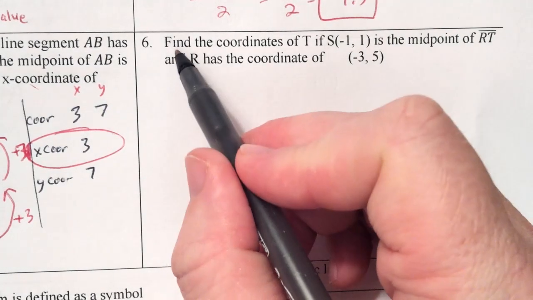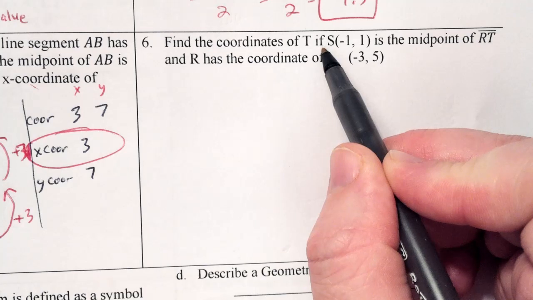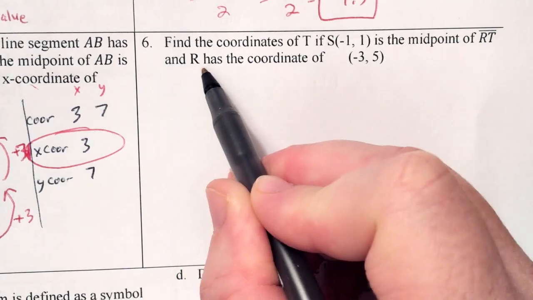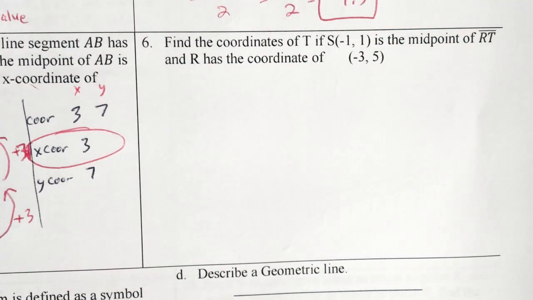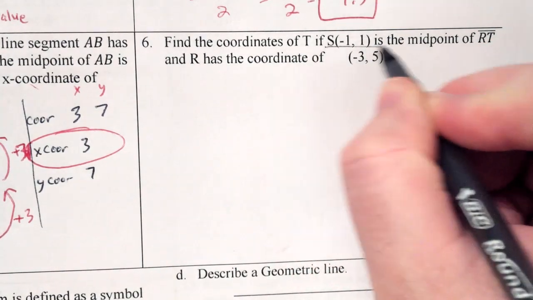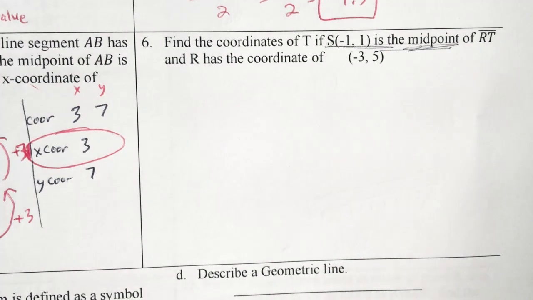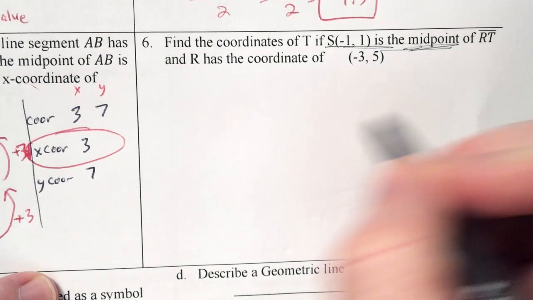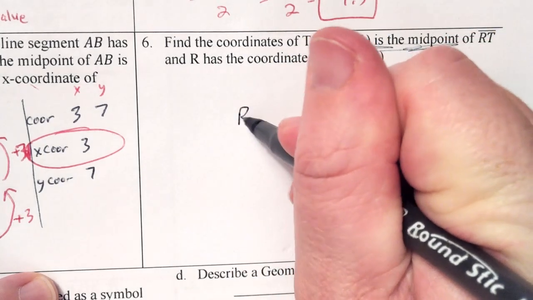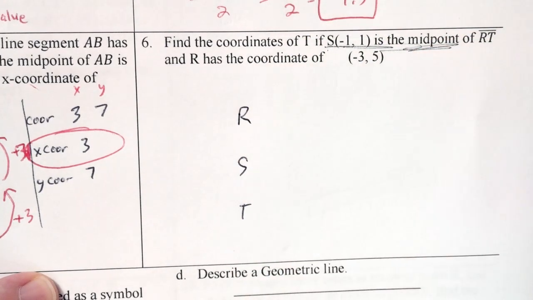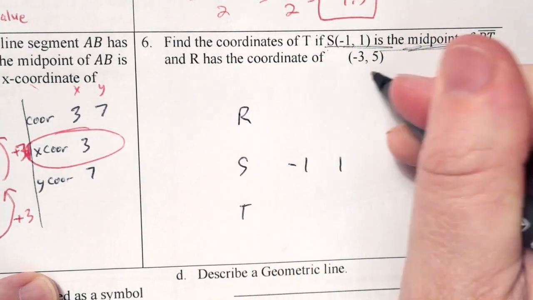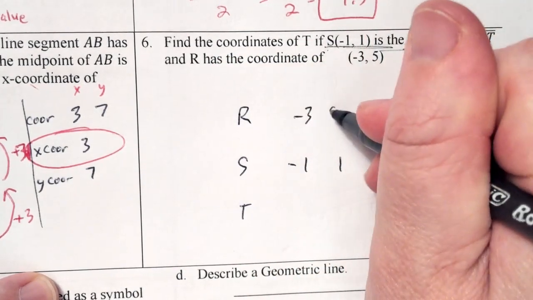All right, for number 6, find the coordinates of T if S is this and the midpoint of RT and R is this. They said that S is the midpoint, so they already gave me the midpoint. That means we're looking for the other endpoint. So S is the midpoint of R to T. We have R, we have T, and this is in the middle. S is (-1, 1). They also said that R was (-3, 5).